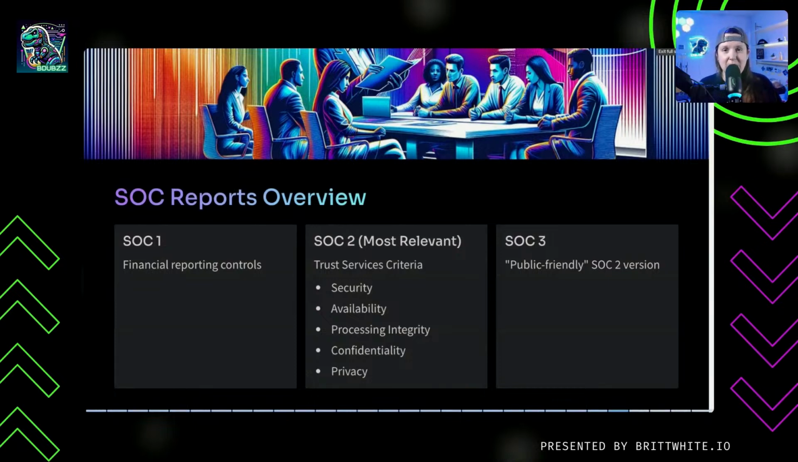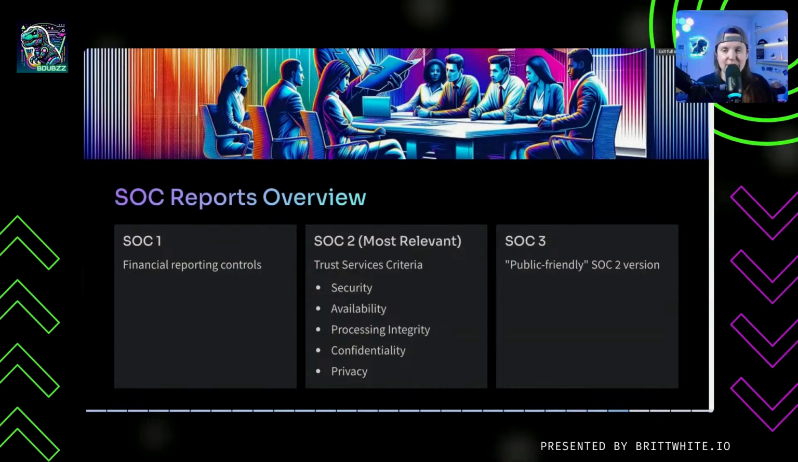Processing integrity is about accuracy and timeliness. Are our systems processing data correctly? Are they doing it when they're supposed to? Can we trust the output? Confidentiality is where we prove that we're protecting sensitive data as promised. And then privacy specifically addresses how we handle and protect personal information, making sure we're following all the proper procedures and respecting individual privacy rights.